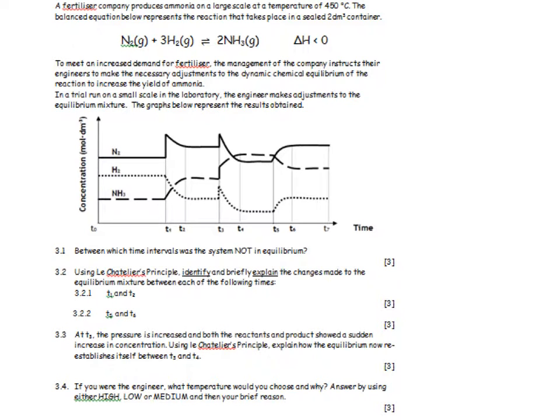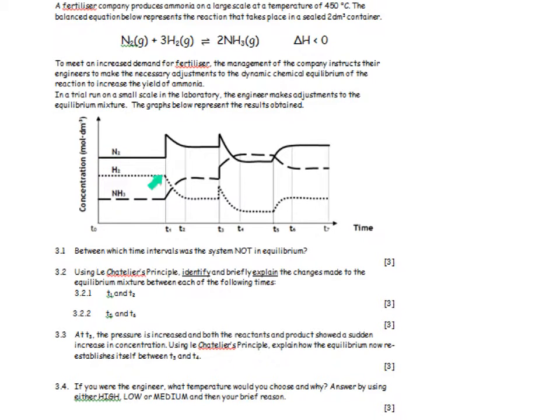A fertilizer company produces ammonia on a large scale at a certain temperature. The balanced equation is given below. To meet an increased demand for fertilizer, the management instructs their engineers to make necessary adjustments to the dynamic chemical equilibrium of the reaction to increase the yield of ammonia. In a trial run on a small scale in the laboratory, the engineer makes adjustments to the equilibrium mixture, and the graph is below. Between which time intervals is the system not in equilibrium?